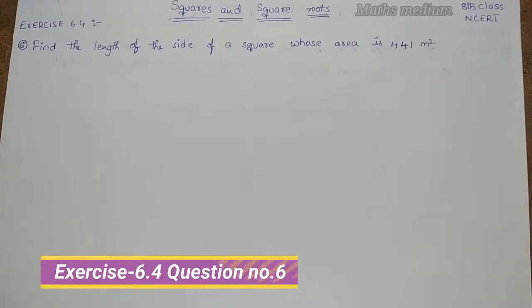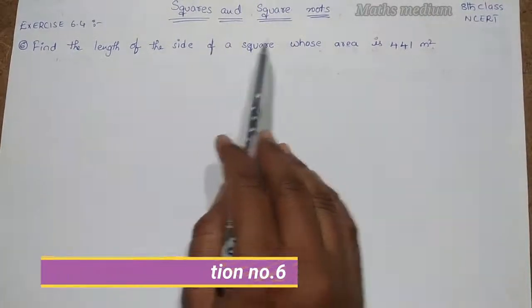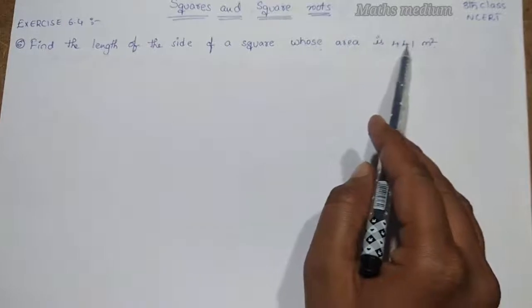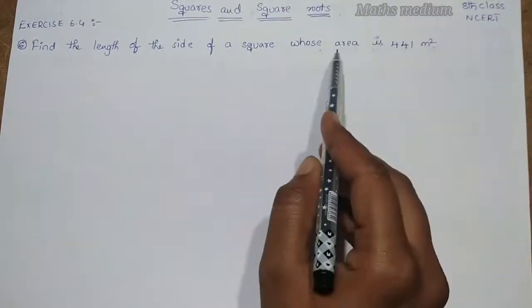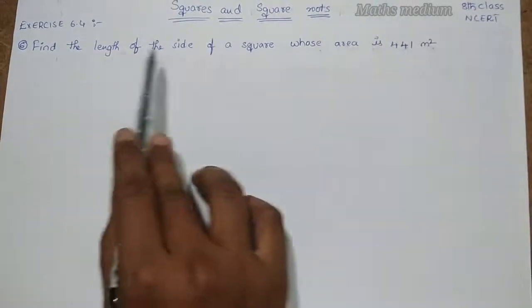Today I came with exercise 6.4 from Squares and Square Roots, 8th class NCERT. Question number 6. Find the length of the side of a square whose area is 441 meters square. This is the area of a square, that is 441 meters square. We have to find the length of the side.